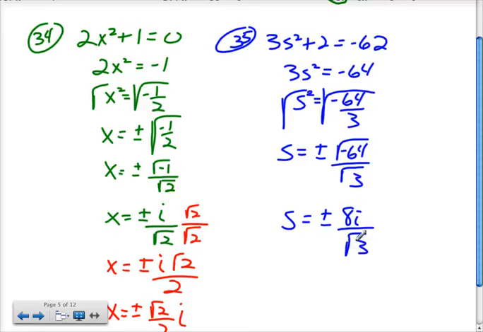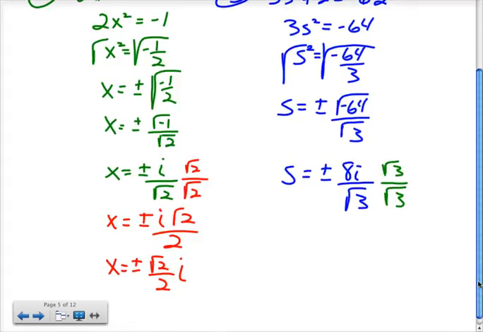Now, the problem is, just like it was last time, I have to rationalize the denominator to get that radical out of there. So I'm going to have to multiply my numerator and my denominator by the square root of 3. So that will be plus or minus 8I square roots of 3 all over the square root of 3 times the square root of 3 is the square root of 9, which is 3.